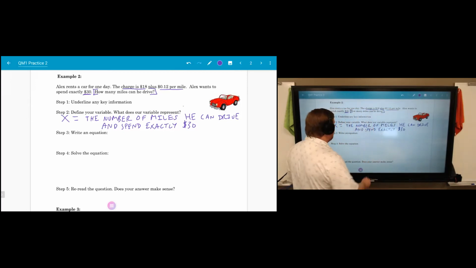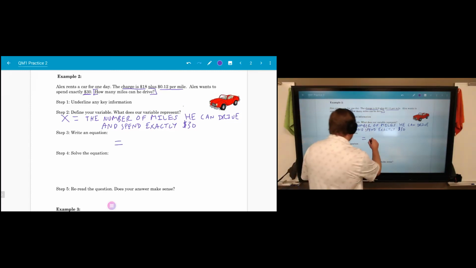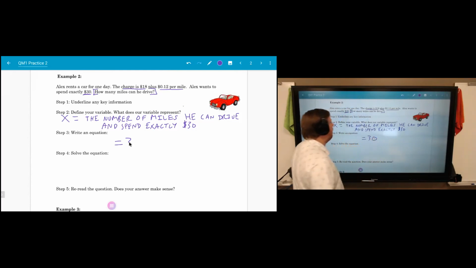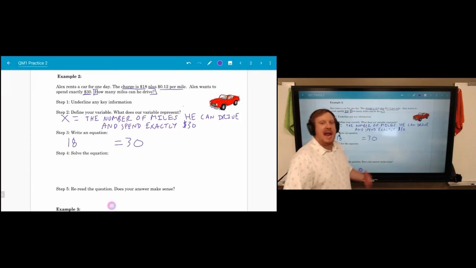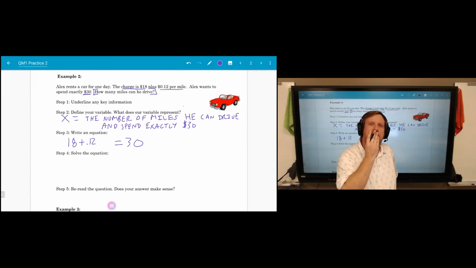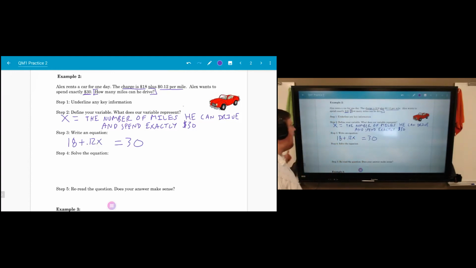So let's write our equation. Equation means equal sign. He's got to spend $30. That's the thing we're trying to get to, 30. He's got this charge that doesn't depend on the number of miles driven. That's what you start with. It's like your basic fee, right? And to that, he adds 12 cents per mile. Well, how many miles did he go? Oh, that's right. We call that x. There is our equation: 18 plus 12 hundredths x equals 30.